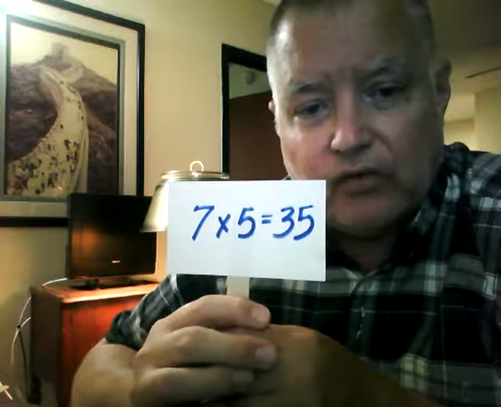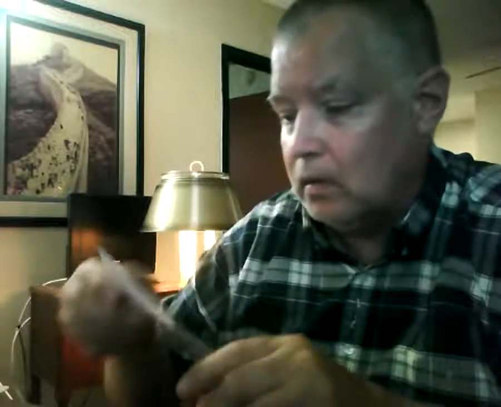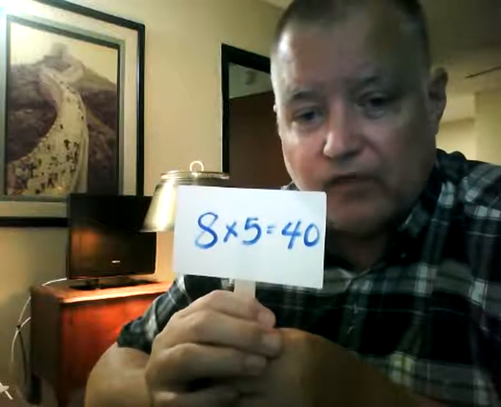Seven times five is 35. Eight times five is 40.